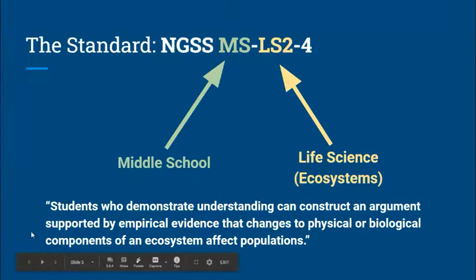The standard itself states: students who demonstrate understanding can construct an argument supported by empirical evidence that changes to physical or biological components of an ecosystem affect populations. So, as with many science standards and NGSS standards, this standard has many different components and will lead to many different learning outcomes based on how it is unpacked.